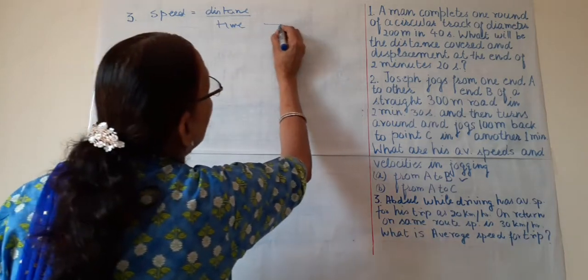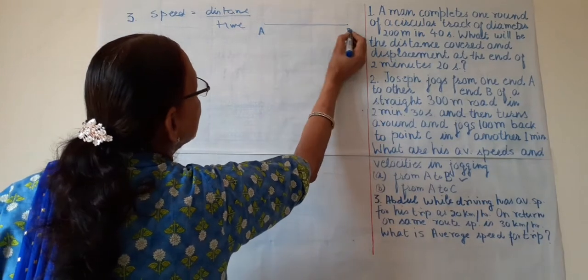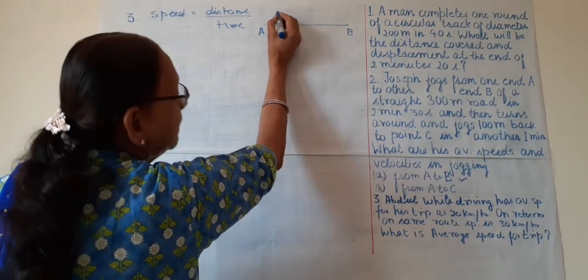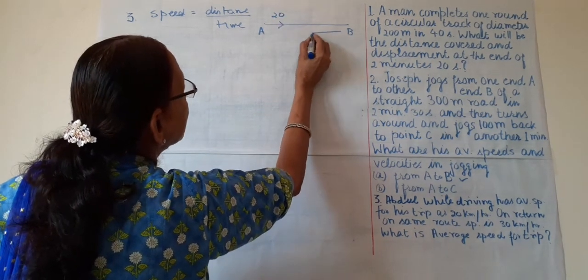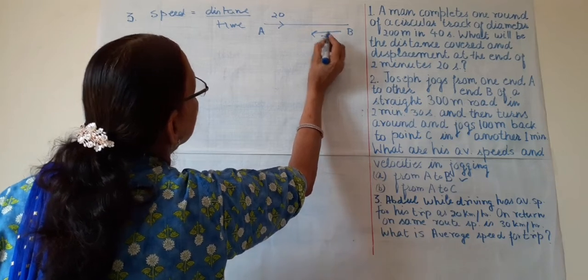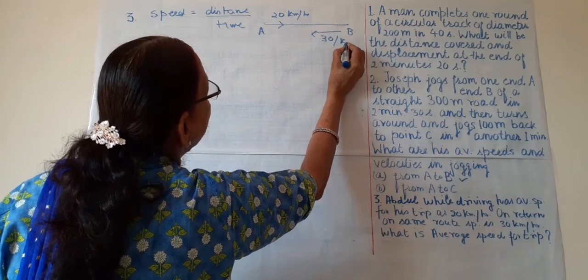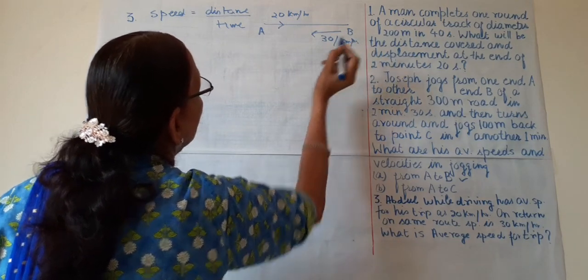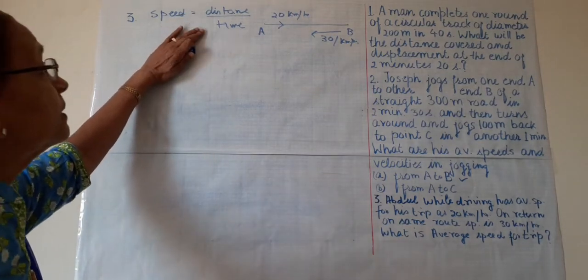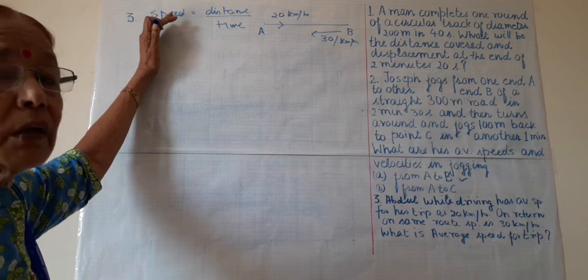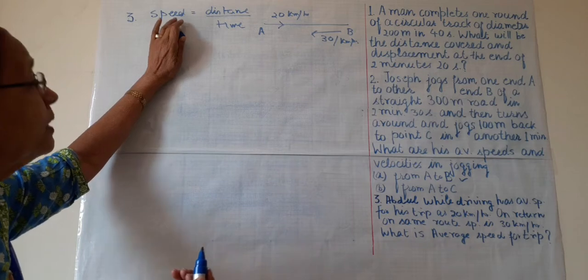First I will draw this path A, B. The person is going this way and the speed is 20 kilometers per hour. If he is coming back, the speed is 30 kilometers per hour. This is only given. But for calculating speed, we need distance and time. Distance is not given, time is not given. So how to calculate average speed?